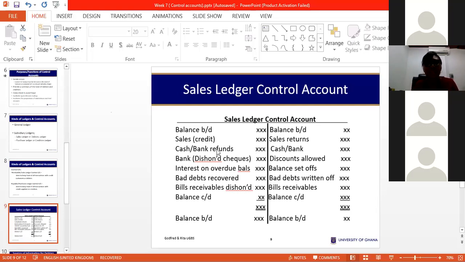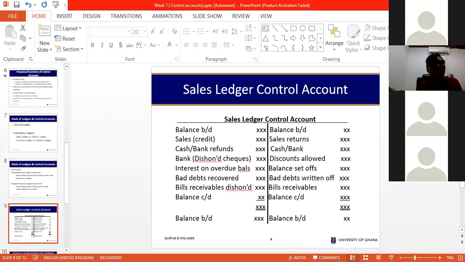So that is the sales ledger control account. Again, let me reiterate the fact that it captures the totals of all transactions that will go into the individual sales accounts under the general ledger. Under the sales ledger, we'll pick the total of all the credit sales to all the customers. We'll pick all the returns and total it and put the total here. We'll pick all the cash payments that have been made by customers and put them there in total for the period. And that is the cash account.